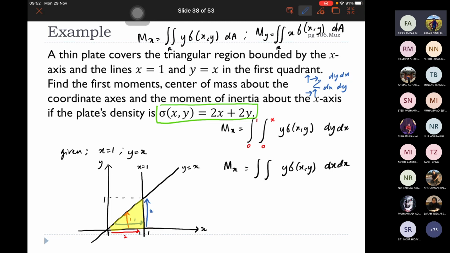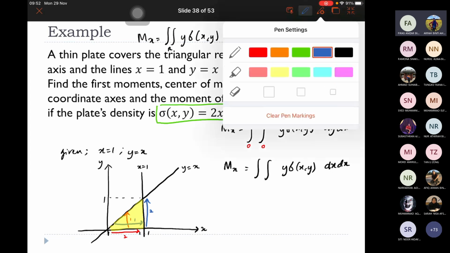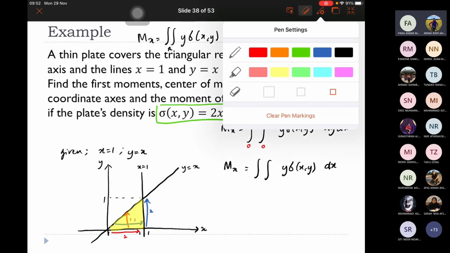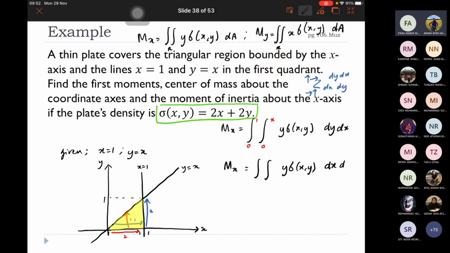Cepat. Syed, jawab Syed. Kau yang nak buat dx dy. Padahal bukan kau yang buat. Okay, anyone? Dx dy. Okay.